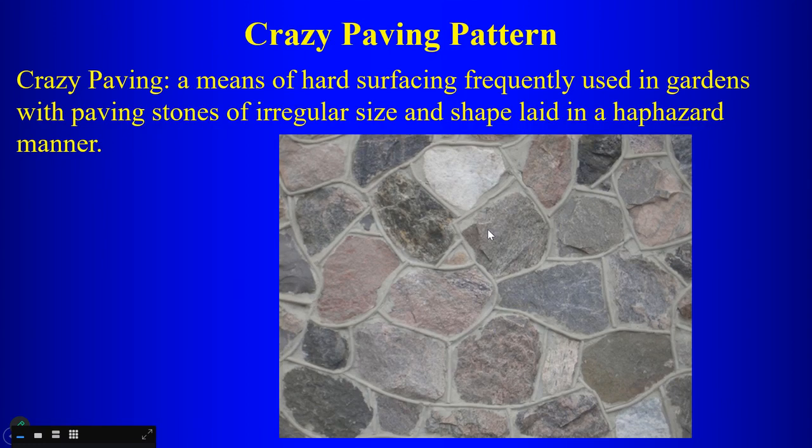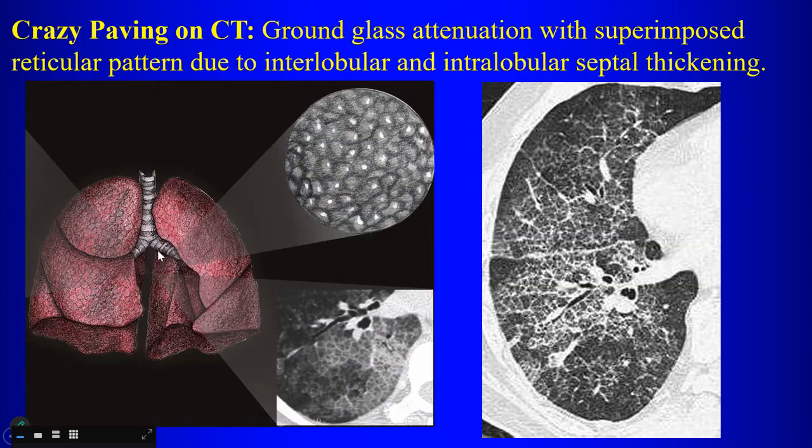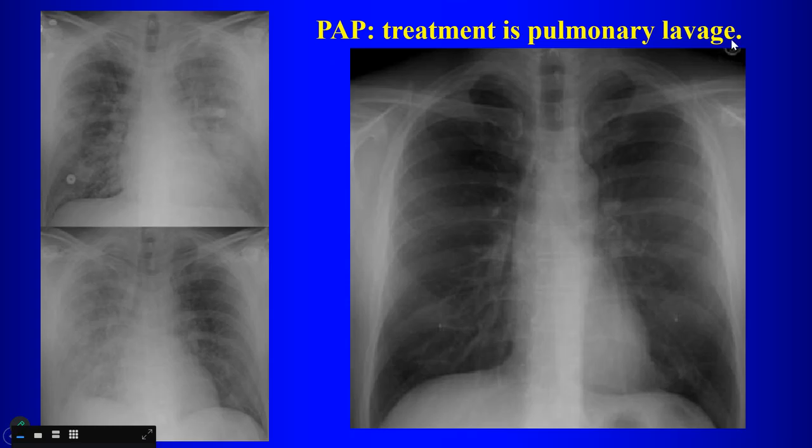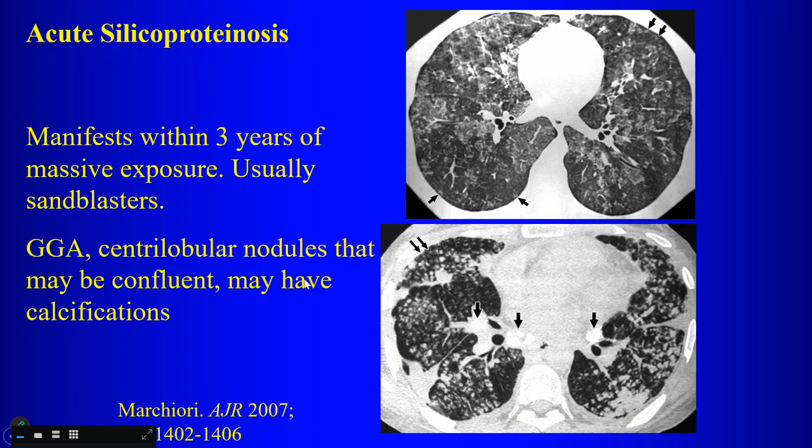Why is it called crazy paving? Garden floors, this is the pattern of stones, called a crazy paving pattern. So here's your interlobular septae, and that's what we get with alveolar proteinosis and the crazy paving appearance. The treatment is pulmonary alveolar lavage. These patients develop the buildup of the surfactant, and they remove it with alveolar lavage. That is the treatment. A rare form of this is from massive exposure to silica.